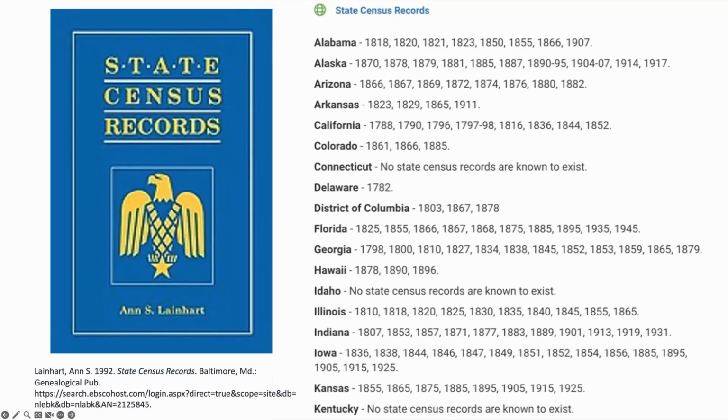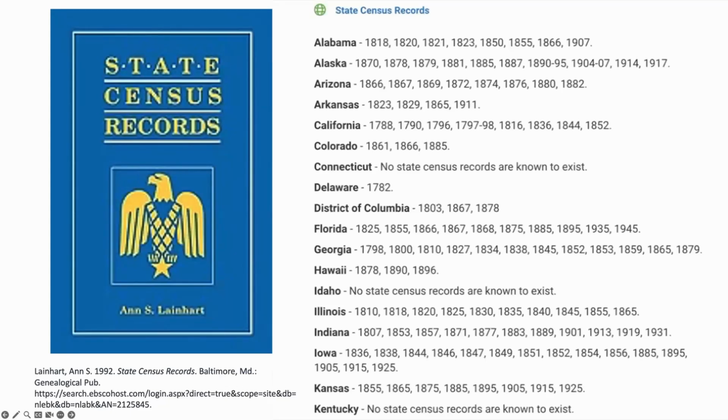And if you look there, Alaska has a lot of records. Georgia has a lot of census records. Iowa has maybe more than the other ones on the list. Delaware only has one state census, 1782. And Connecticut has no state census records that are known to exist. Idaho also has not done a state census. So yes, this may be valuable, but if your family happens to be from Connecticut, then you're not going to have to worry about a state census. And in Idaho, same problem.